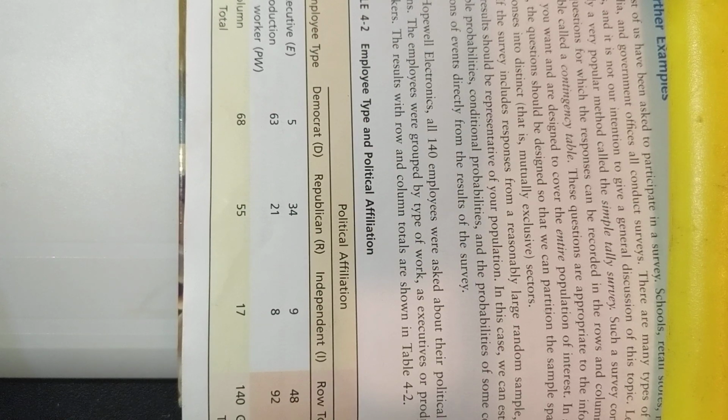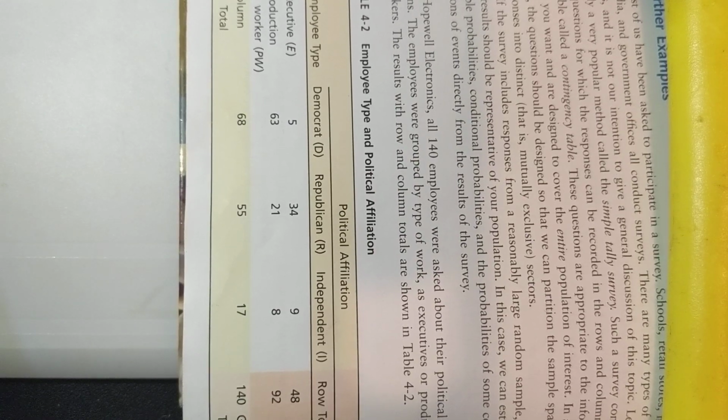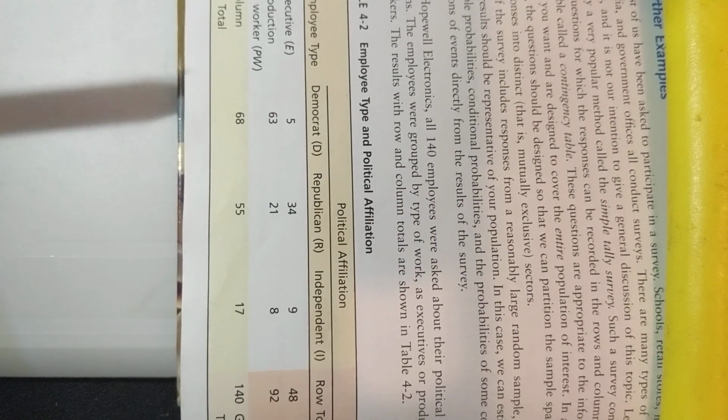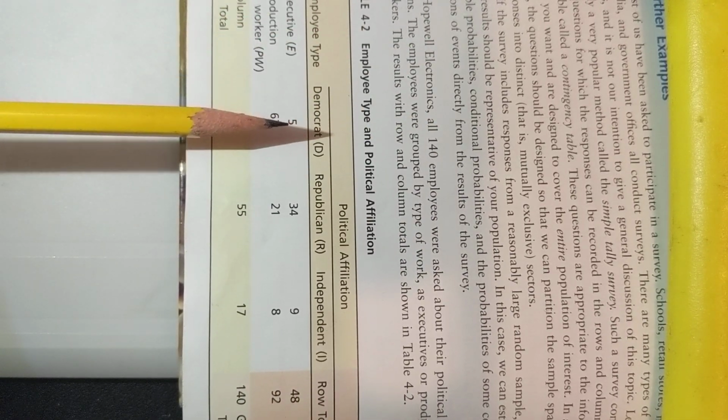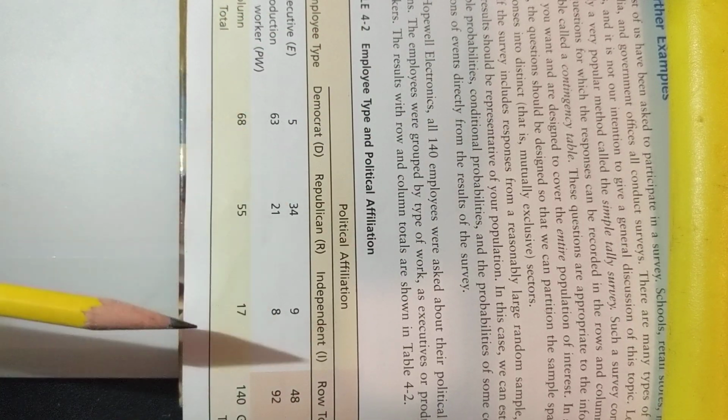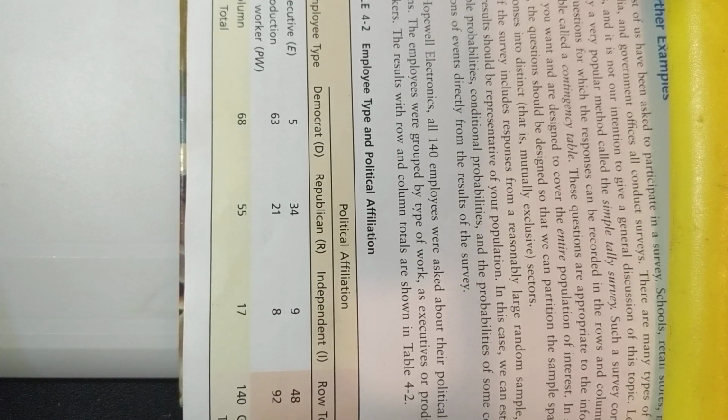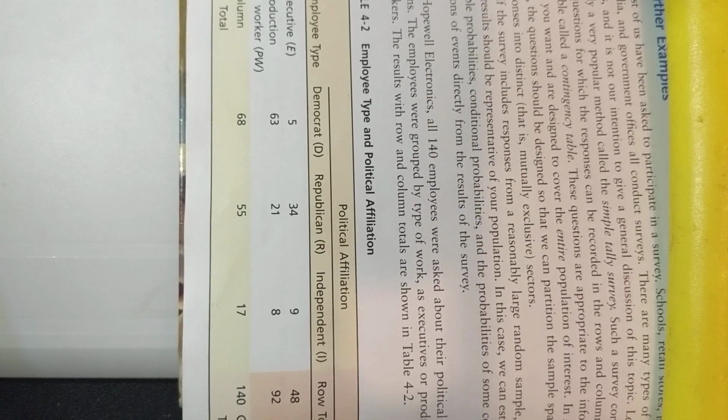For part D, it says compute D and E. So D and E means that they are Democrats and they are executives. So once again, we're talking about the entire group of people. What's the probability that they are both a Democrat and an executive? Well, I noticed 5 Democratic executives out of 140. So therefore, it would be 3.6%.